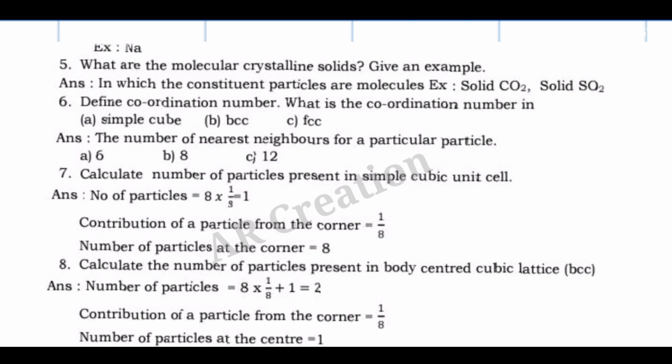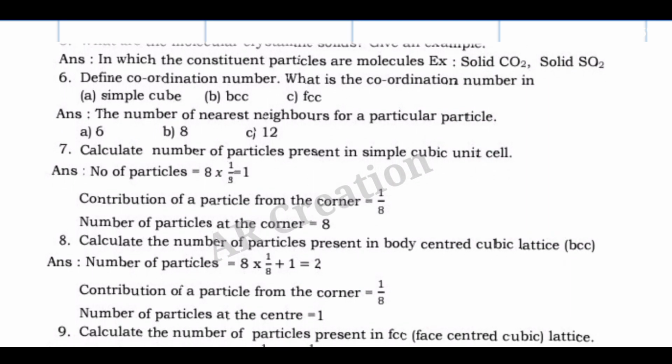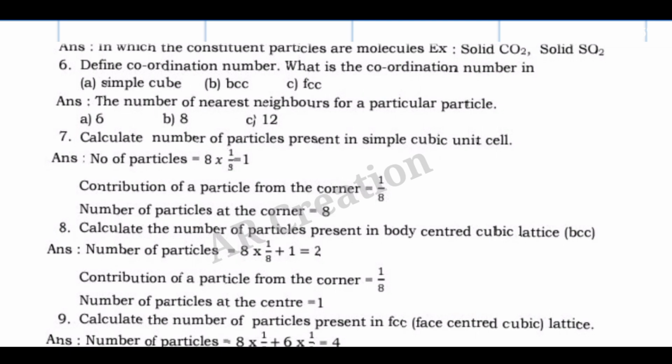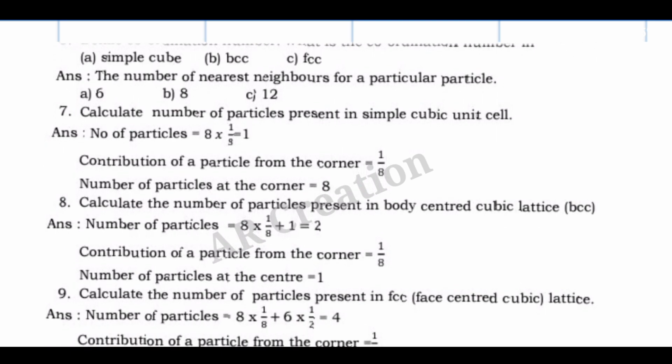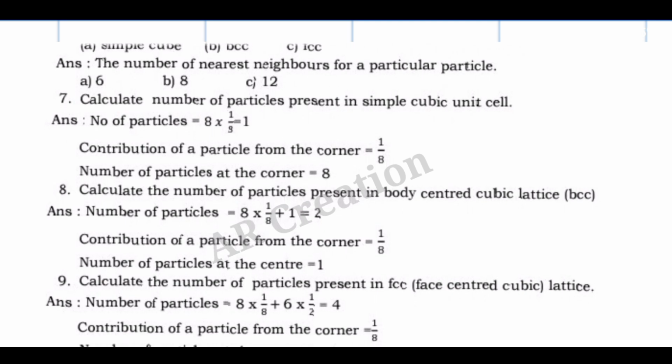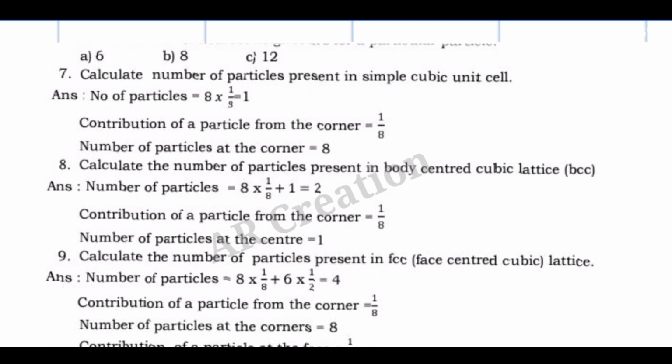Next question. Calculate the number of particles present in simple cubic unit cell. Answer: Number of particles = 8 × 1/8 = 1, where 1/8 is the contribution of a particle from the corner and 8 is the number of particles at the corners.